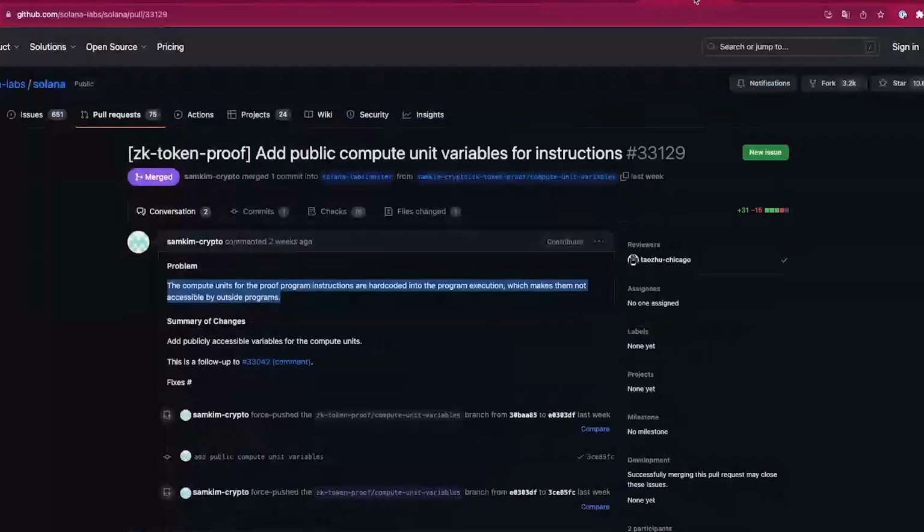And the other commit that I thought was interesting is all around ZK. It's basically just a simple refactor to the ZK token proof program, making it so the actual compute units that are consumed by the ZK program are exposed, that way you can figure out the exact number of compute units consumed. And it's just a small little refactor, but, you know, ZK is the hot topic these days. Privacy on chain, it's all the rage.